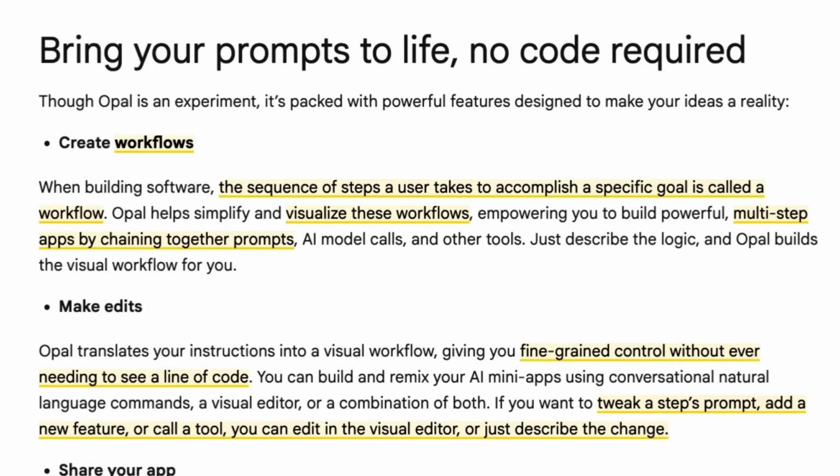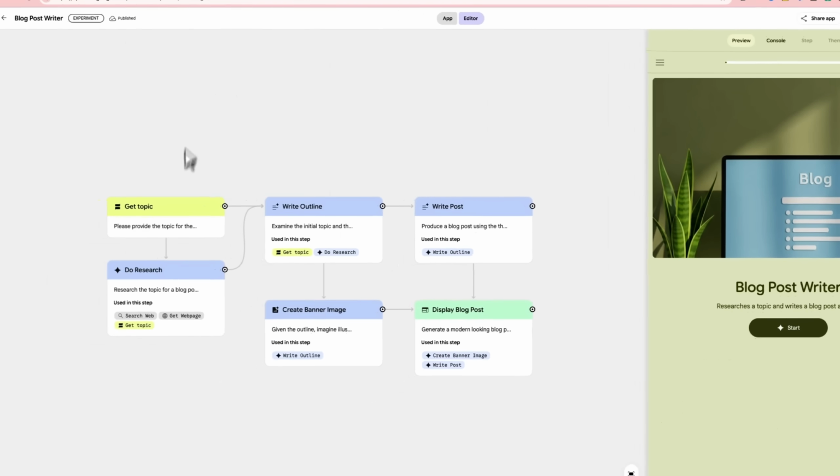So the idea here is pretty simple. You're going to basically tell Opal what it is that you want to build, or you can take some of the examples that they've already got and basically remix those. And then it's going to map out a set of steps where you can see various things going from one point to the other.